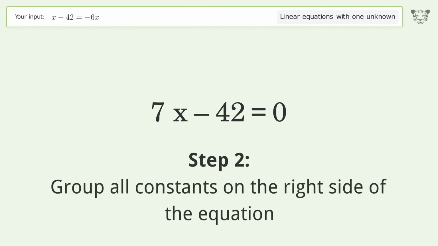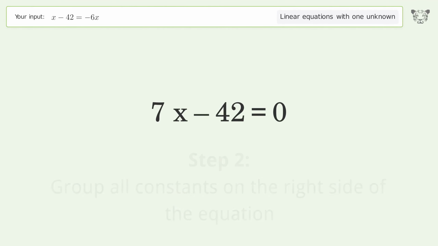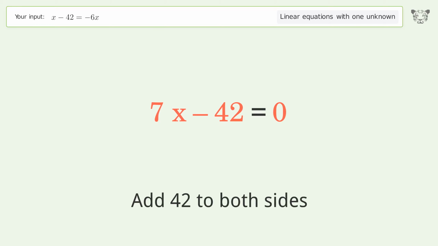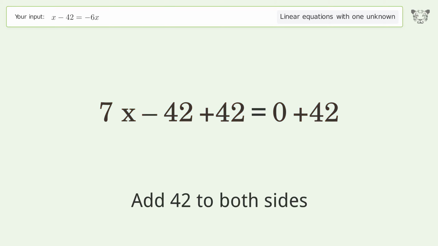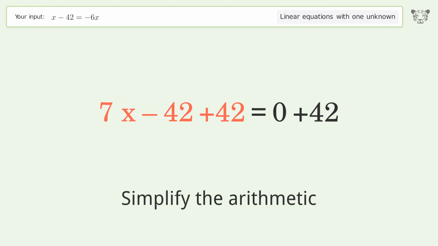Group all constants on the right side of the equation. Add 42 to both sides. Simplify the arithmetic.